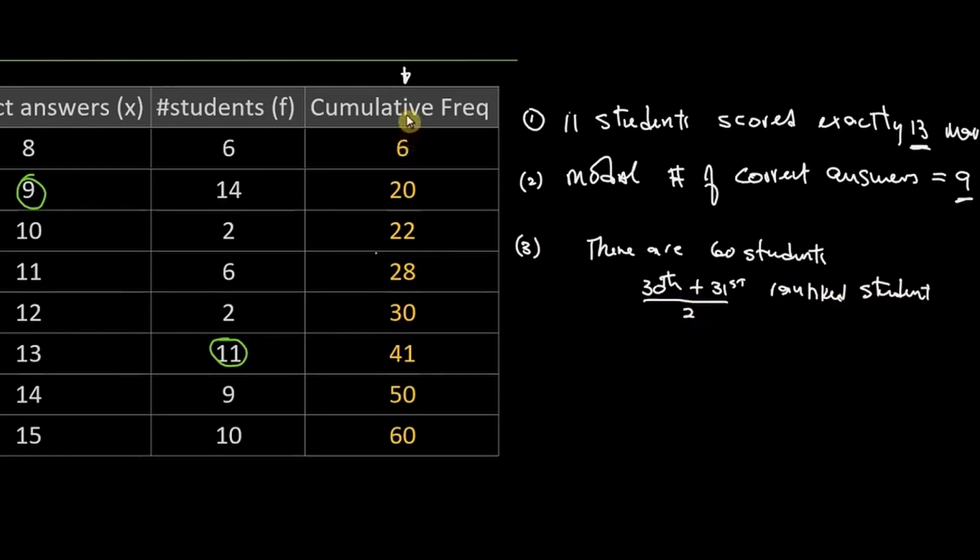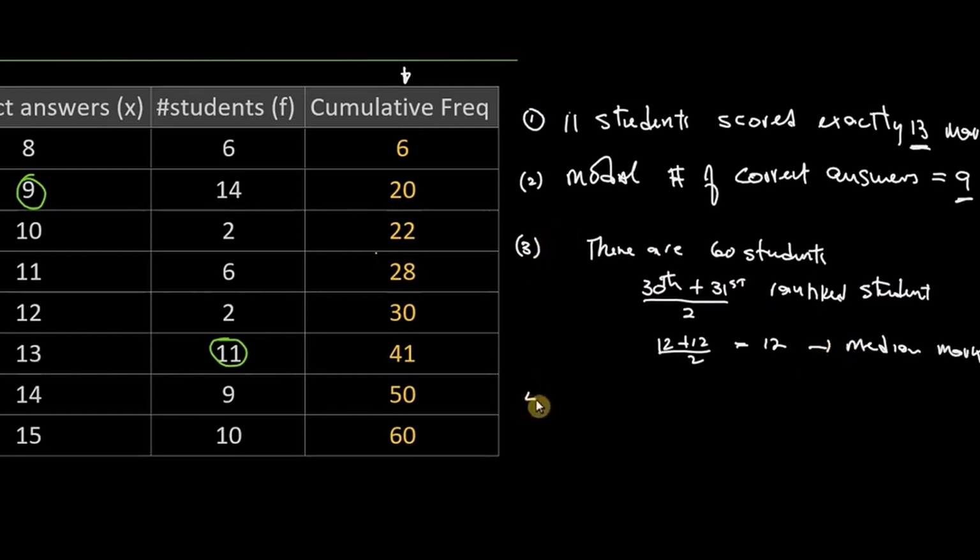So by creating a cumulative frequency column, we can easily identify the 30th and the 31st student. So the 30th ranked student obtained 12 marks, and all students between 30 and 40 also obtained 12 marks. The 41st student obtained 13 marks. So the 30th and 31st student both obtained 12 marks, and therefore we have an average of 12 for the 30th, 12 for the 31st. Average of that is also equal to 12. So the median mark is equal to 12.